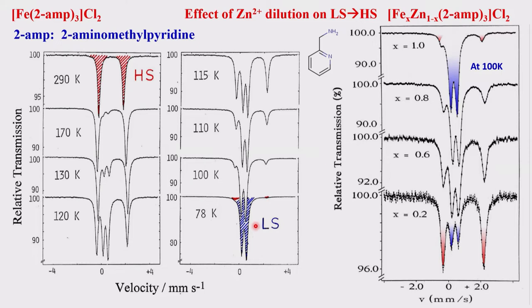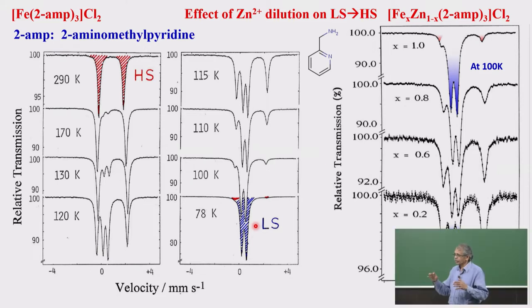Now, in this compound, you can also do something called dilution, which is called magnetic dilution. From a magnetic compound, you use a diamagnetic one, or in a diamagnetic compound, you use a paramagnetic one. Here, you start with a paramagnetic compound, and then you dilute it with the other one. Here, it is not really magnetic dilution; it is Mossbauer nuclei dilution. So you are looking at iron as the Mossbauer nucleus and zinc as the non-Mossbauer one.